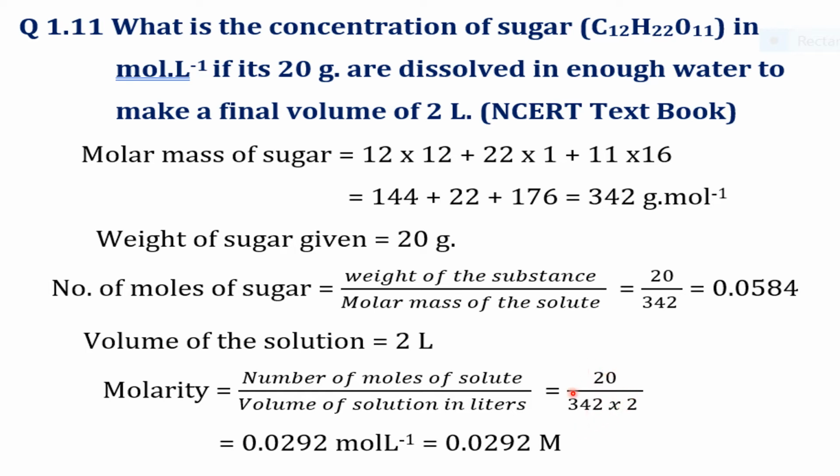So 20 by 342 is the number of moles and volume of solution is 2 liters. Therefore 20 by 342 into 2, which is equal to 0.0292 mole per liter. The unit of molarity is M, which is nothing but mole per liter. That means in 1 liter of solution, 0.0292 mole of sugar is present.